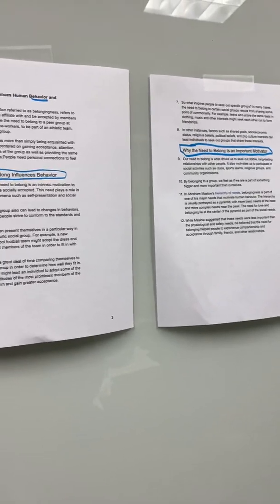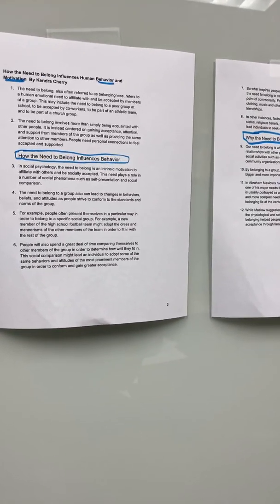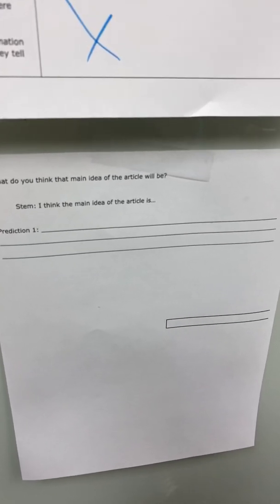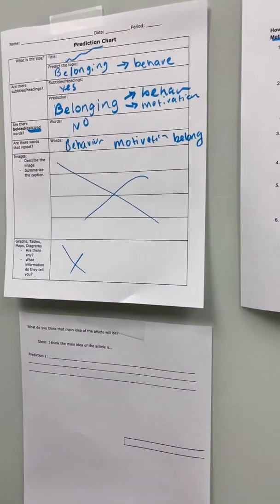What do I think that the main idea of the article will be? Well, and I'm going to use the STEM, and you can have them do a turn and talk before they write. I think the main idea of the article is going to be something about how people need to belong, and it makes them do certain things, and it motivates them to do things. So I think the main idea of the article is that the need to belong has an impact on how people act and what they want to do. And so that's kind of how we use the prediction chart to make a prediction.